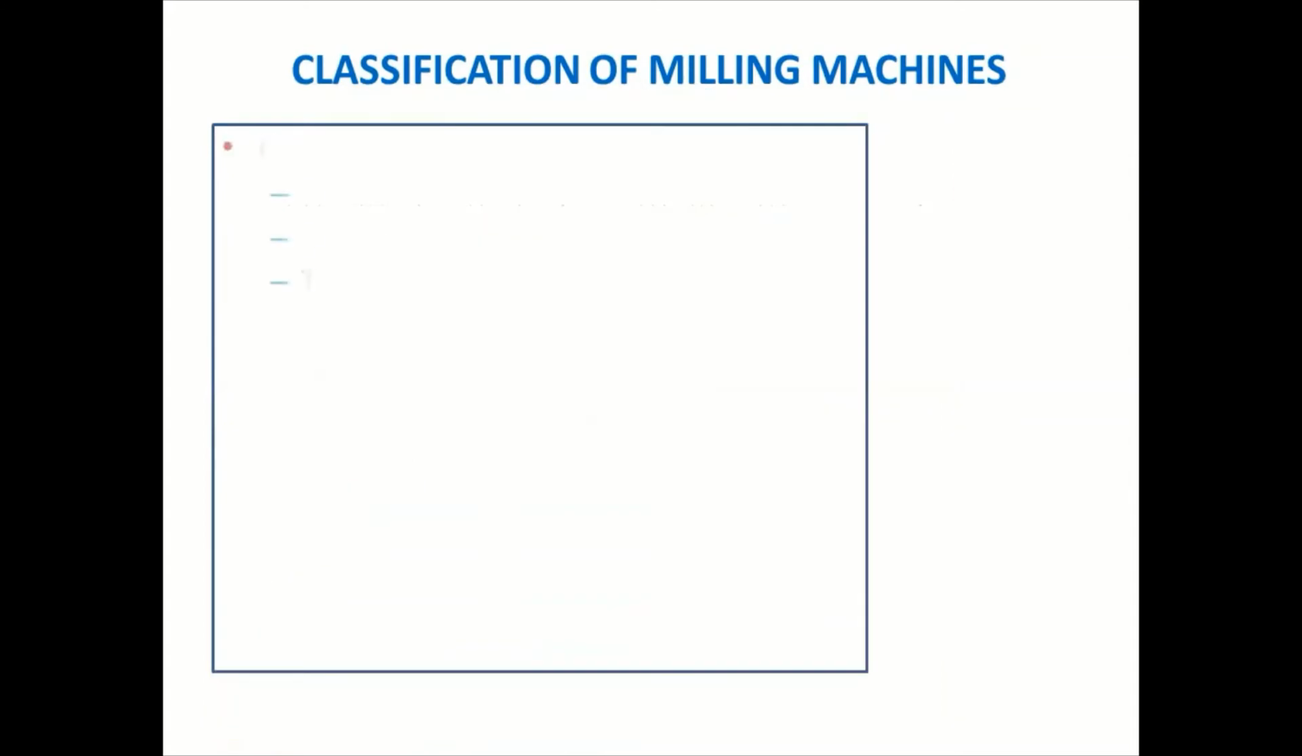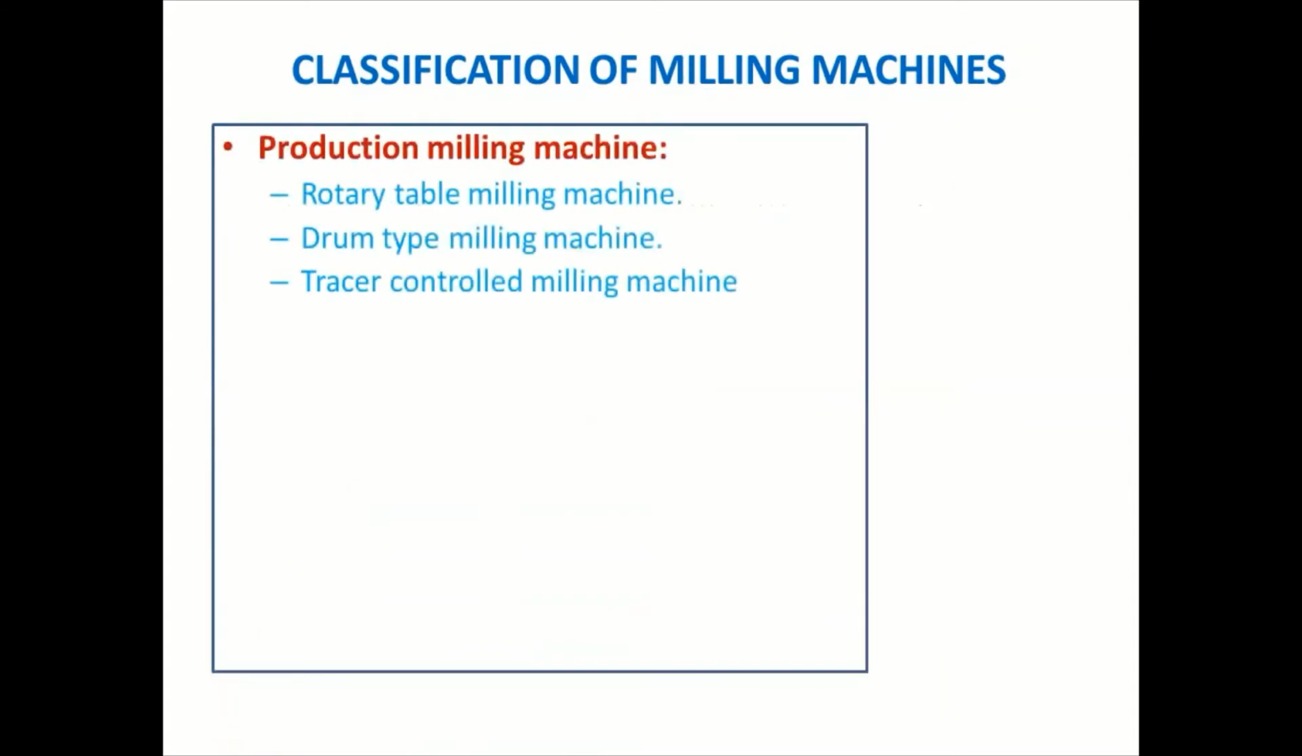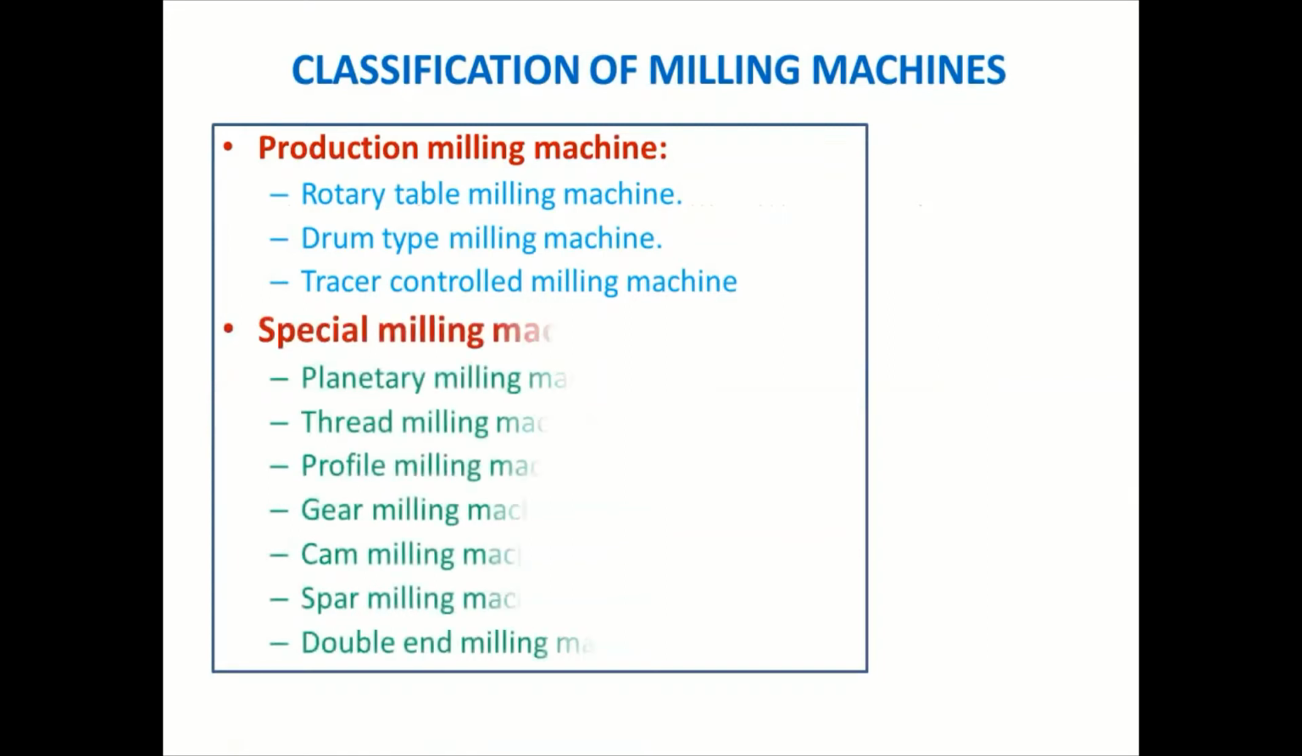Planar milling machine, production milling machine, in that a rotary table, drum type milling machine, tracer control milling machines. This is especially where mass production is there. In that case, we are using such type of machines. Then even the special milling machines are there: planetary milling machine, thread milling machine, profile milling machine, gear milling machine, cam milling machine, spar milling machine, double-ended milling machine. These are also used where mass production is going on in the industry. Only then are we using such type of machines there.